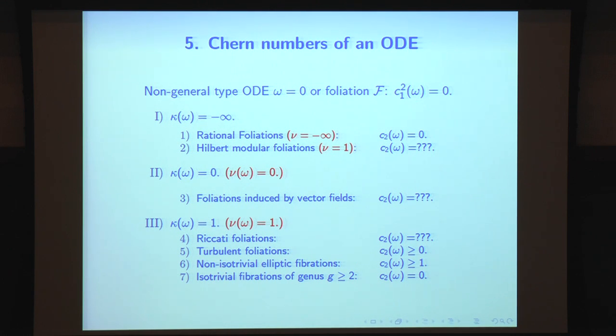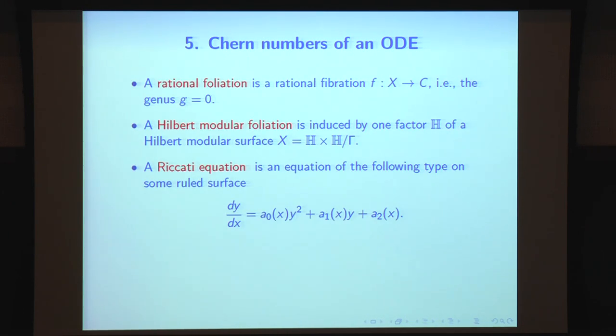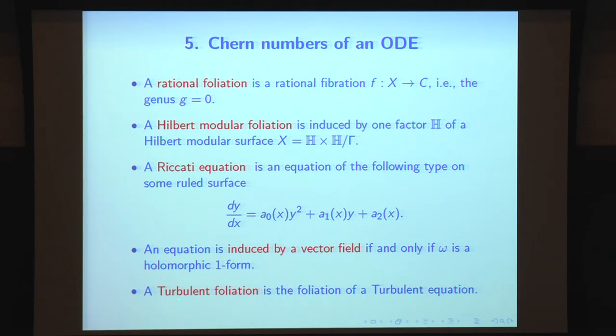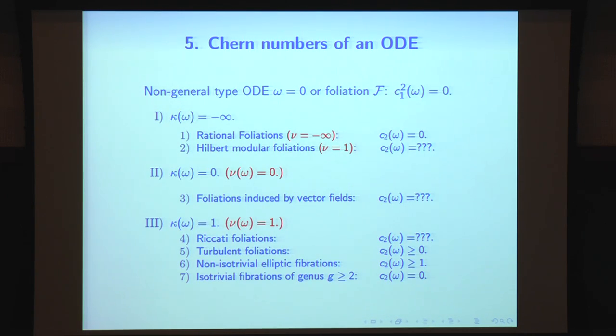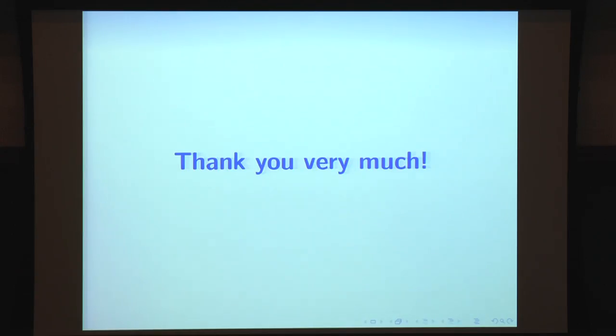Modular quotient by group action. The last one, turbulent foliations. This concept comes from the corresponding ODE. The ODE is called a turbulent ODE. The corresponding foliation is turbulent. So this is the birational classification. So our next purpose is to do the biregular classification, the holomorphic classification. So for this classification, for example here, maybe there are many classes. We have to use the Chern numbers to classify these foliations or the ODEs. Okay, I stop here. Thank you.